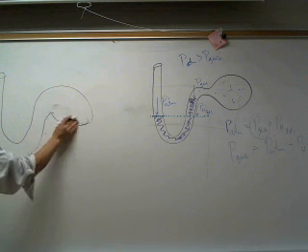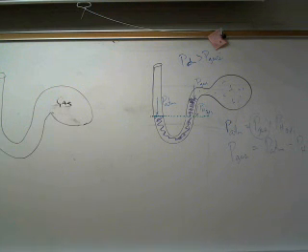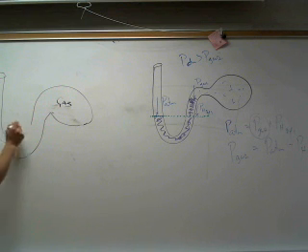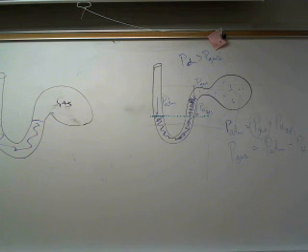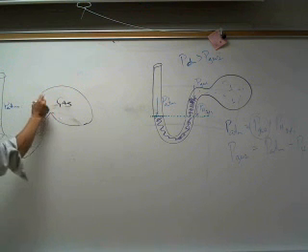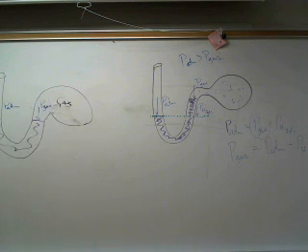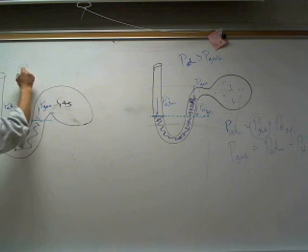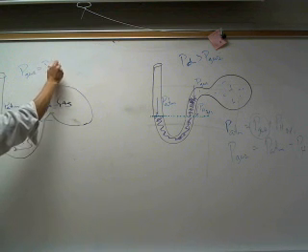So we trap a gas sample in here, and this scenario is the pressure of the atmosphere, or barometric pressure, is the same as the gas pressure, and we know that because the levels are equal. So P of the gas is equal to P of the atmosphere.